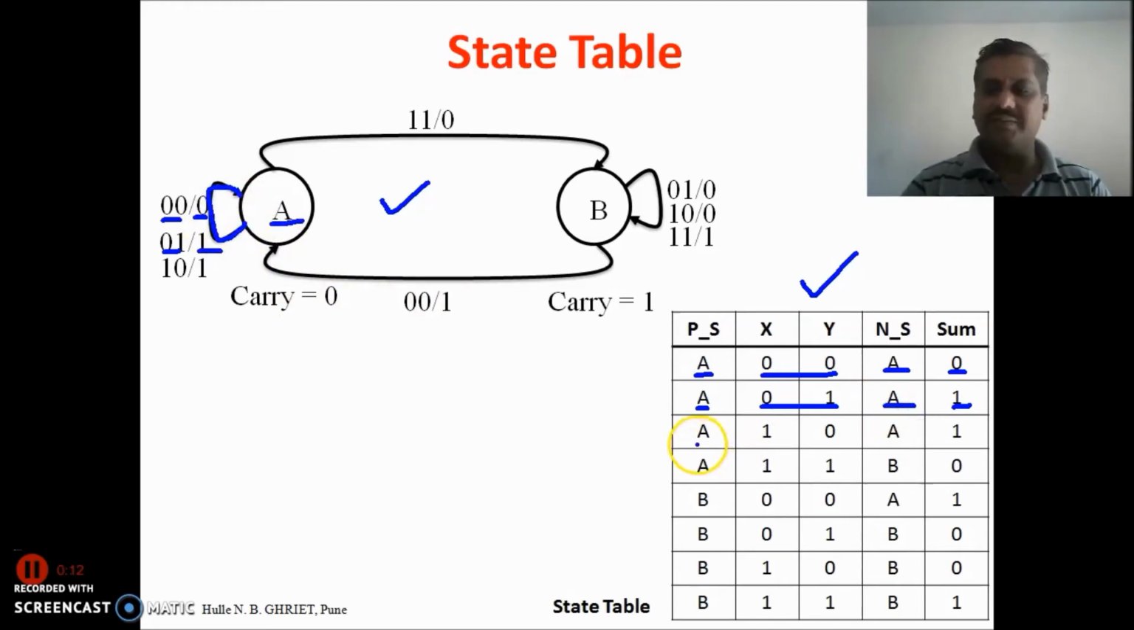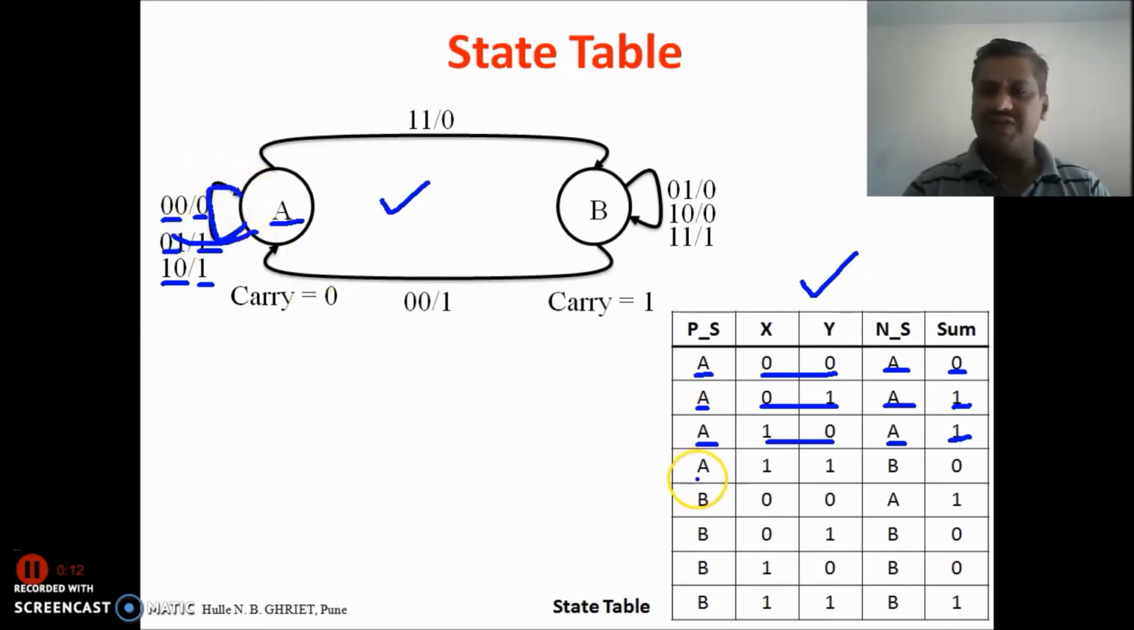Similarly, when the present state is the A state, inputs are 1 0, the output will be 1. Now look here, the output will be 1, and then the next state will be the same state, that is nothing but the A state itself.